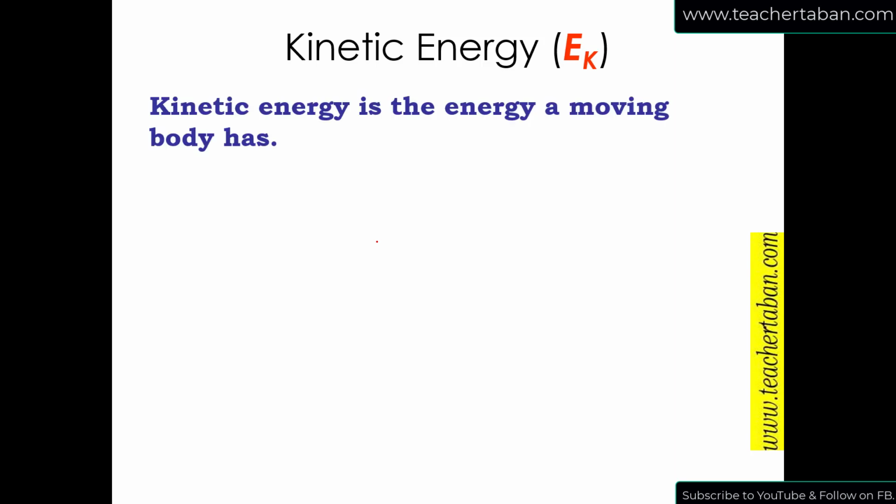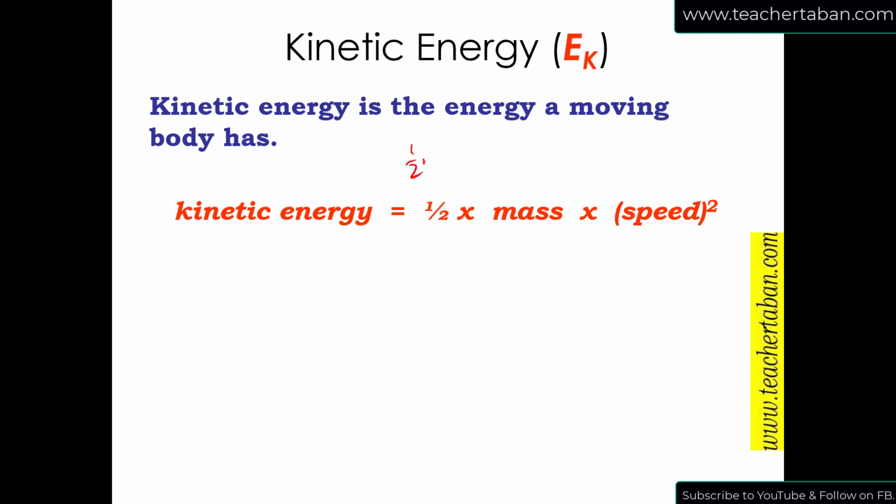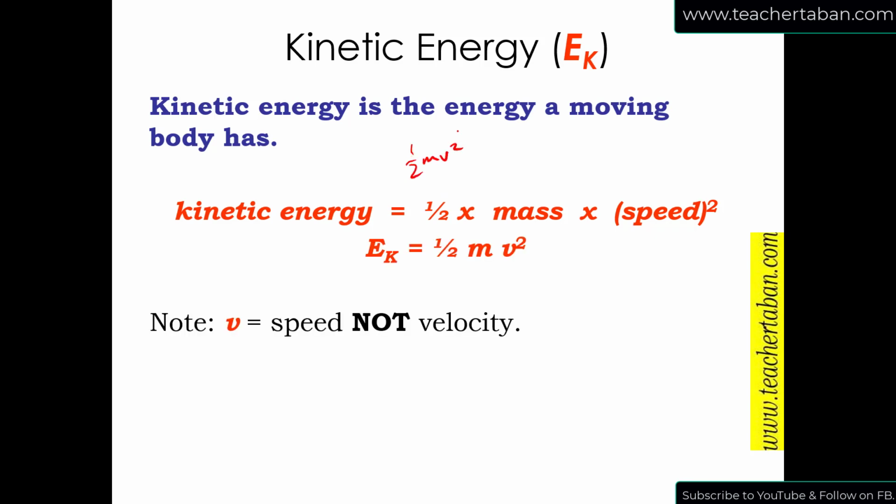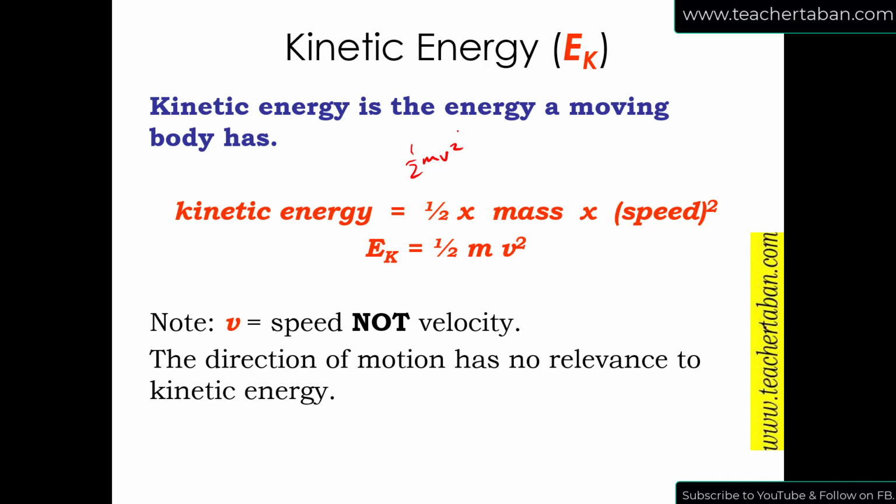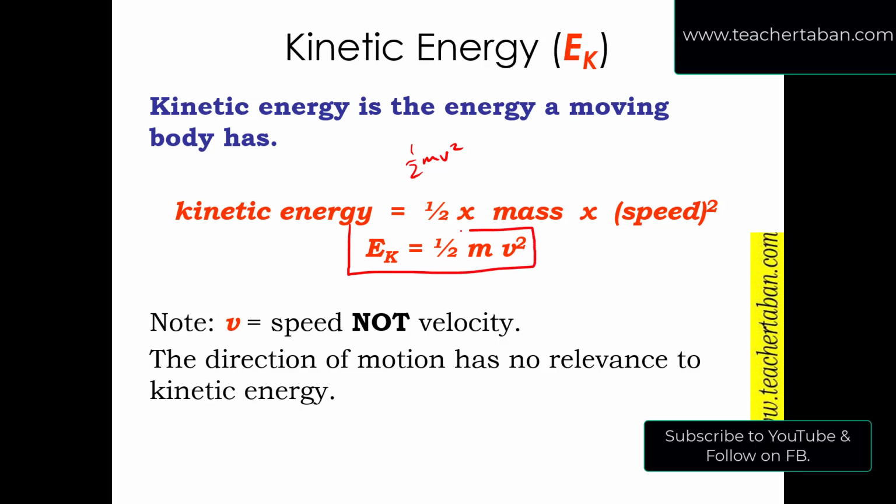Kinetic energy is the energy a moving body has, and it is given by the formula: a half times mass times the speed squared. In other words, it is a half mv squared. Just note that the v does not mean the velocity, but rather the speed, and therefore kinetic energy is a scalar quantity. Also note that the direction of motion has no relevance to the kinetic energy. That is what I've just said, that kinetic energy is a scalar quantity. All energies are scalar. We don't mind about the directions. So at the moment, we need to remember that kinetic energy is always given by the formula a half mv squared.